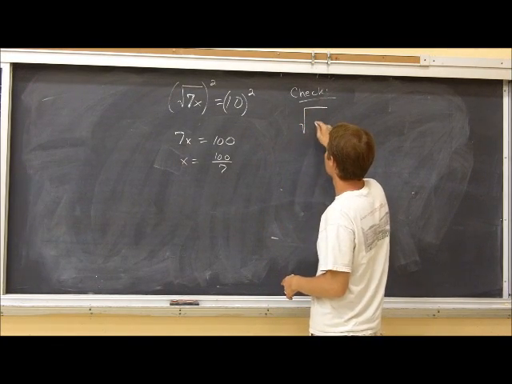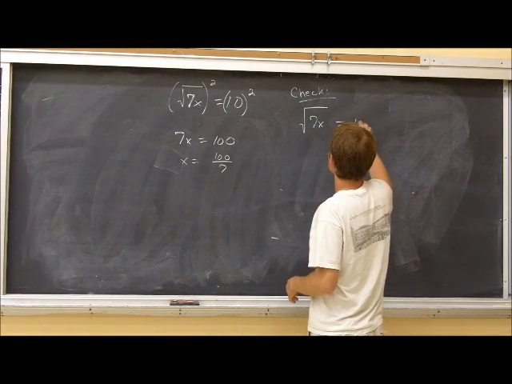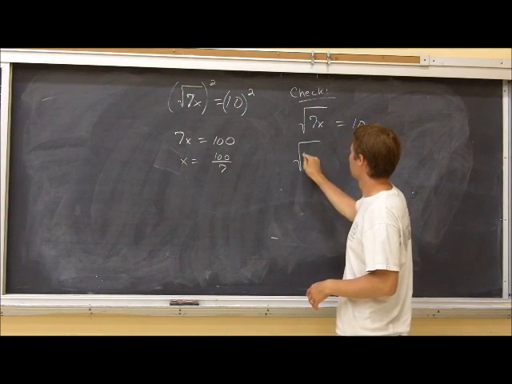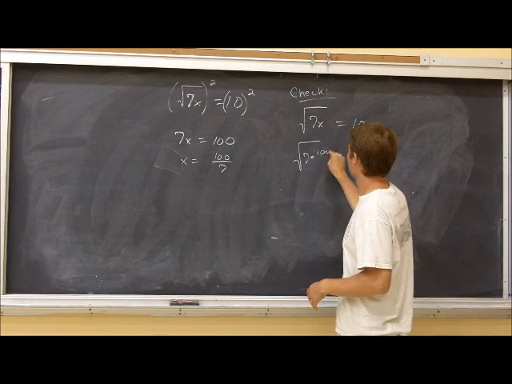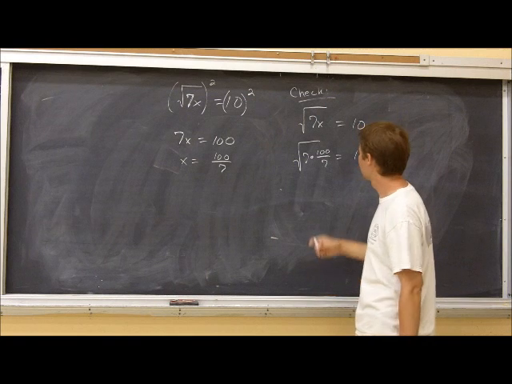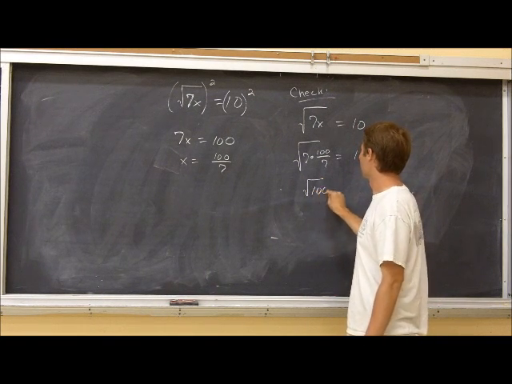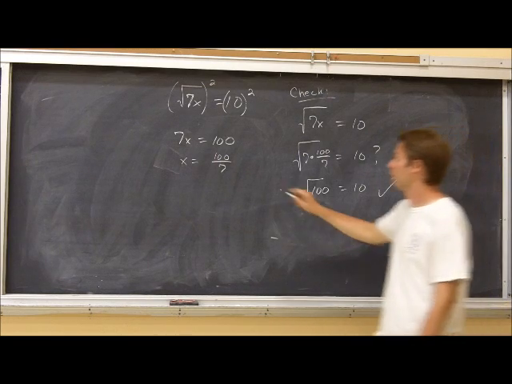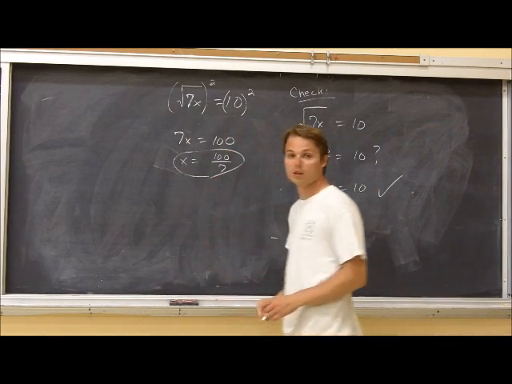So I'm just going to take this and check it by putting it back into the original equation and see if it works. So this will be the square root of 7 times 100 over 7, and I want to know, is that equal to 10? Well, is the square root of 100 equal to 10? Sure, that one's fine. So this answer stands. We don't have to do anything with it.